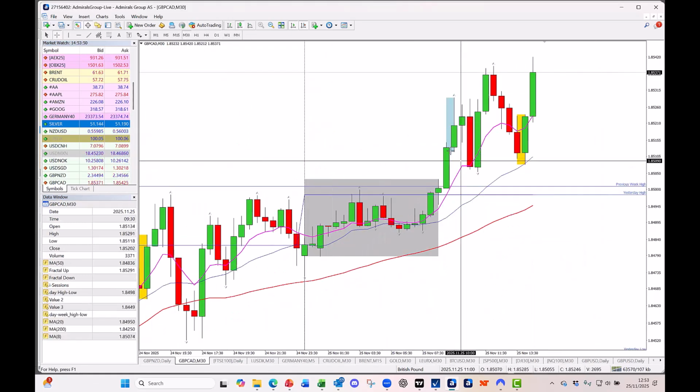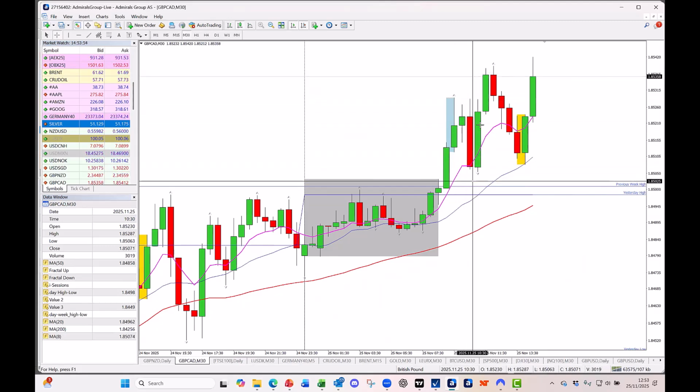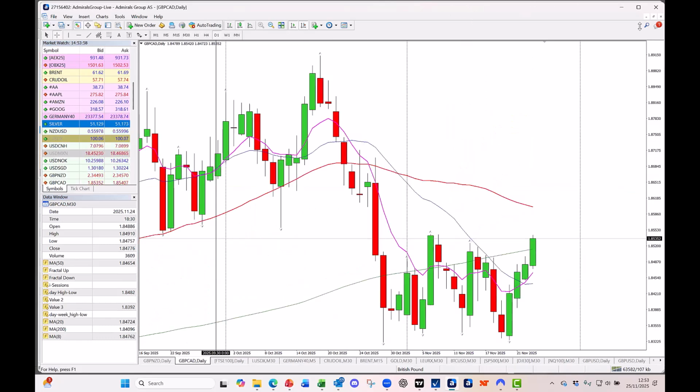So yeah, this morning I kind of shorted into it. I got literally nicked out before it dropped, and then we can see it's ground its way up there for the rest of the session.